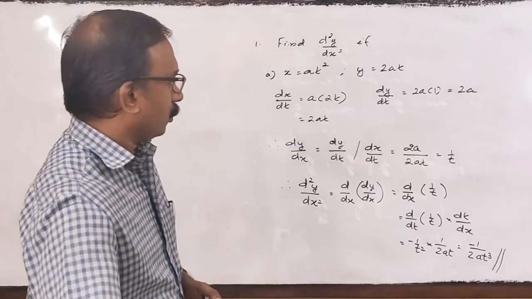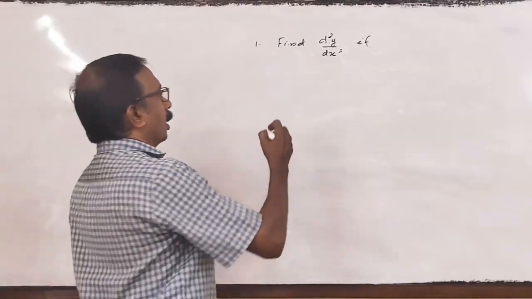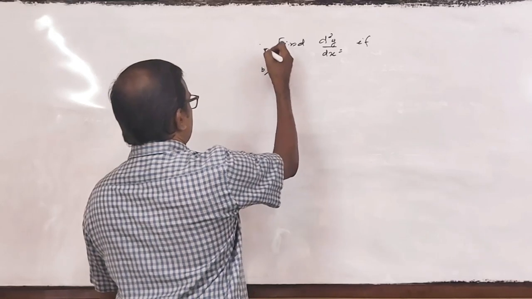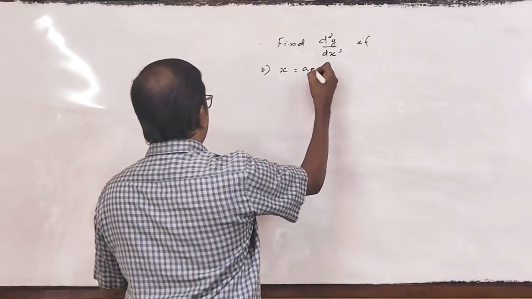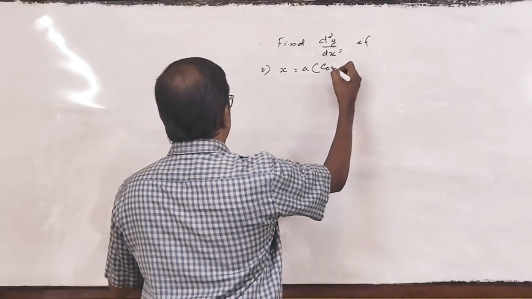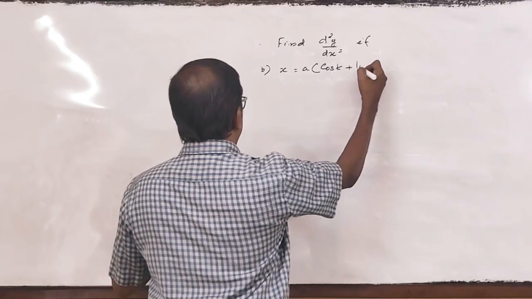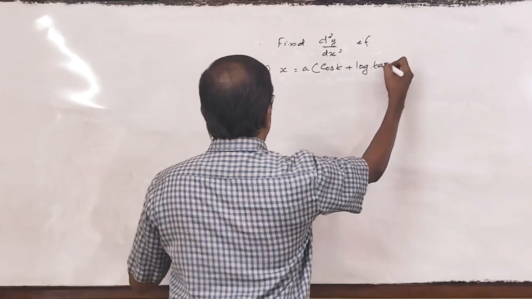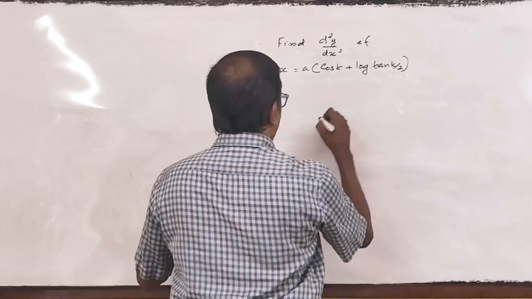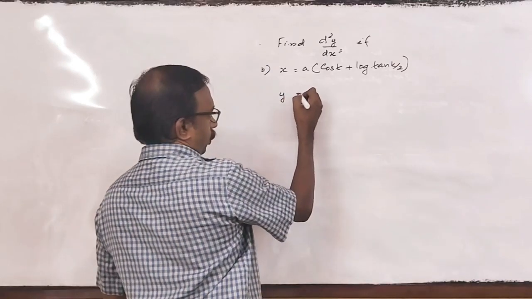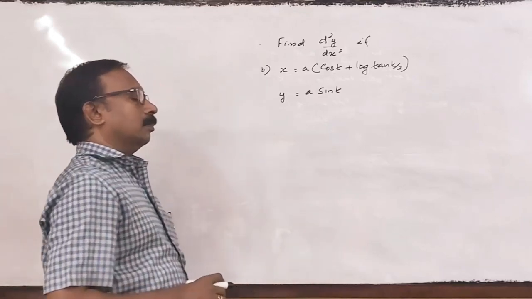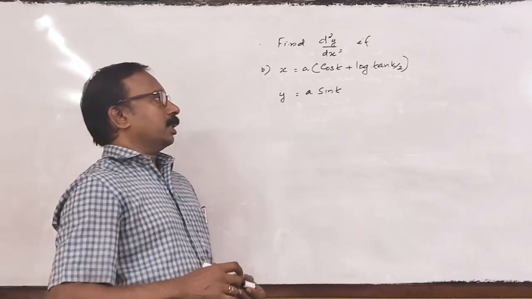Okay, x is equal to a into cos t plus log tan t by 2, and y is equal to a sin t. This is also a parametric function.